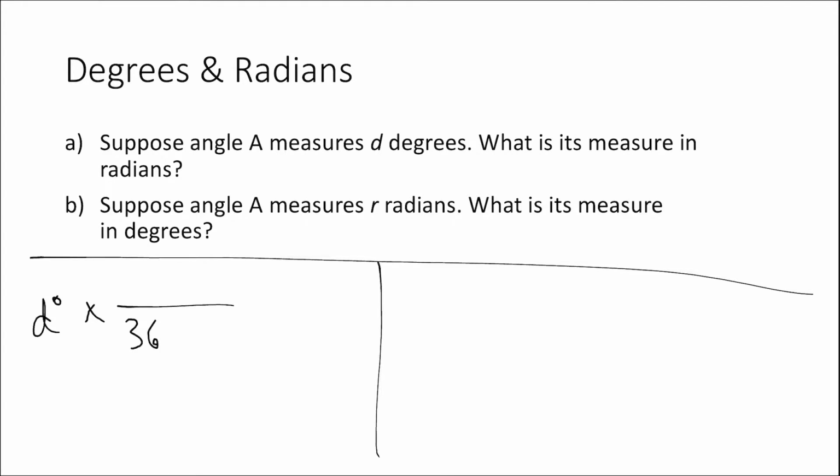In 360 degrees, there are 2 pi radians. So that's how you convert. Or you can simplify and do pi over 180. And now you're in radians.